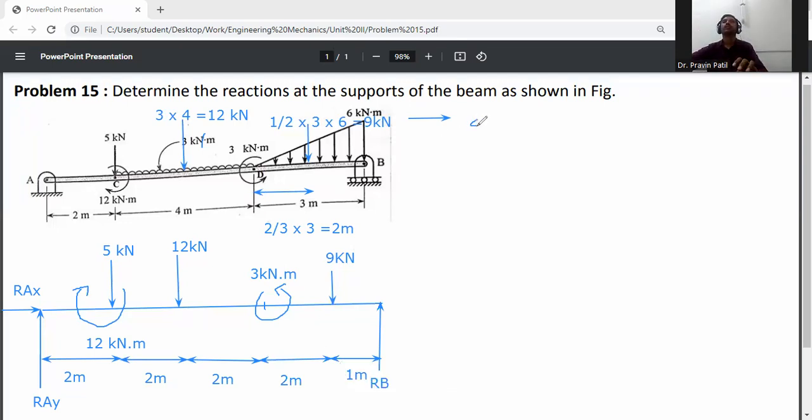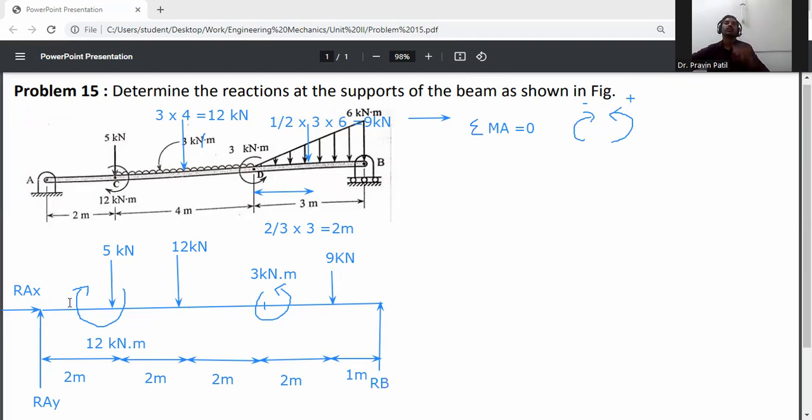Okay, so now apply the equilibrium equation. That is summation of MA is equal to 0. So for that assumption, if the moment is in the clockwise direction, it will be taken as negative. If the moment is in the anti-clockwise direction, it will be taken as positive.